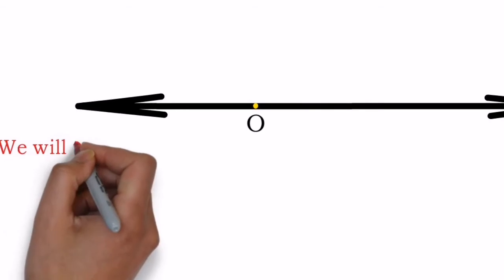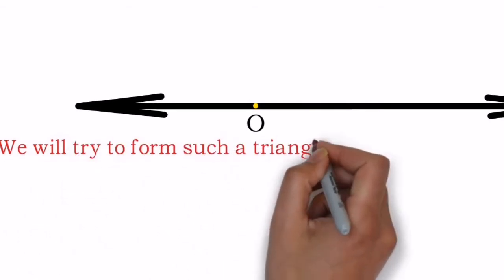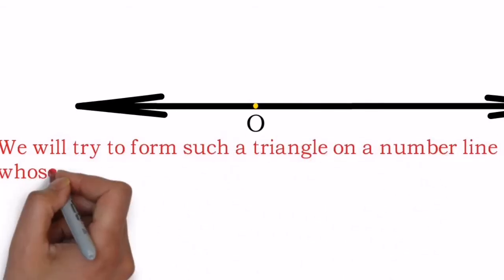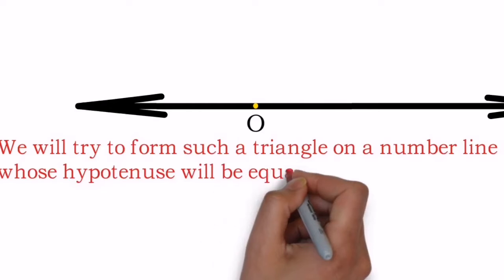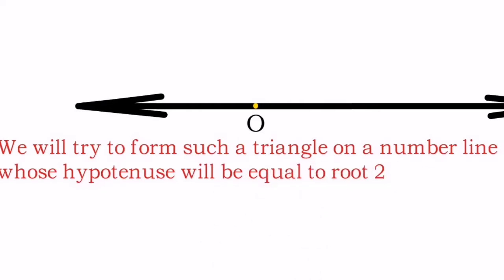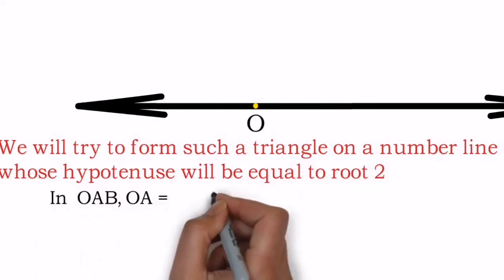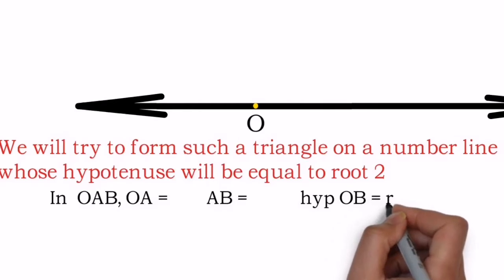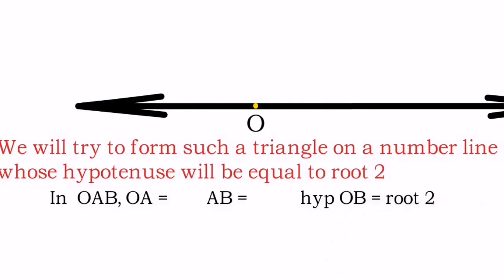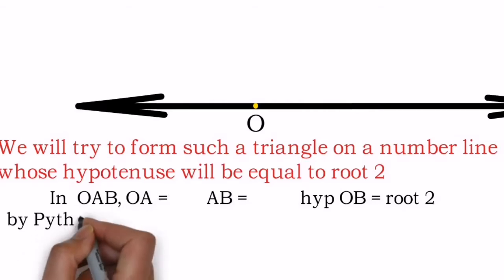So here we are with one more video to understand how to draw an irrational number on a number line. But before that, we have to understand it. We need to draw such a triangle on that number line whose hypotenuse will be equal to the expected irrational number. So over here we are going to draw root 2. For that, we will consider triangle OAB as a right angle triangle where hypotenuse OB must equal root 2.